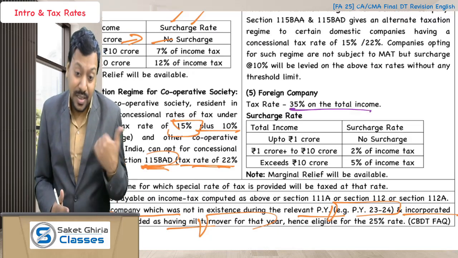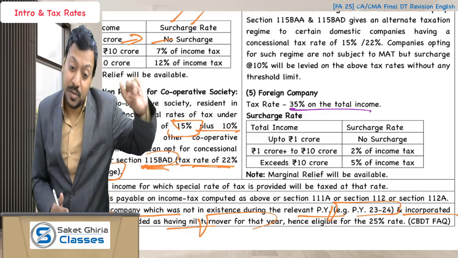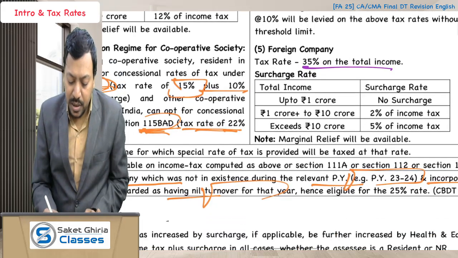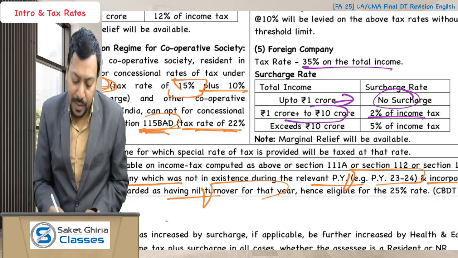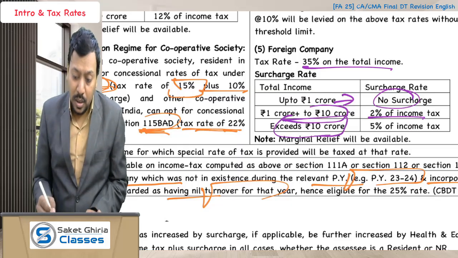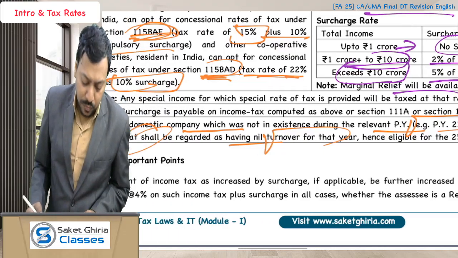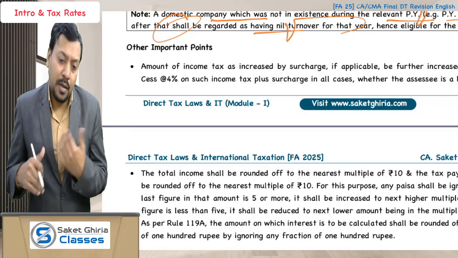Again, I am saying total income means those income other than the income for which the special rate has been provided. Okay. What about surcharge rate up to 1 crore? No surcharge. 1 crore to 10 crore, 2% of total income. And if the total income exceeds 10 crore, 5% of the total income. Marginal relief will be applicable as per the normal provisions. This was surcharge.